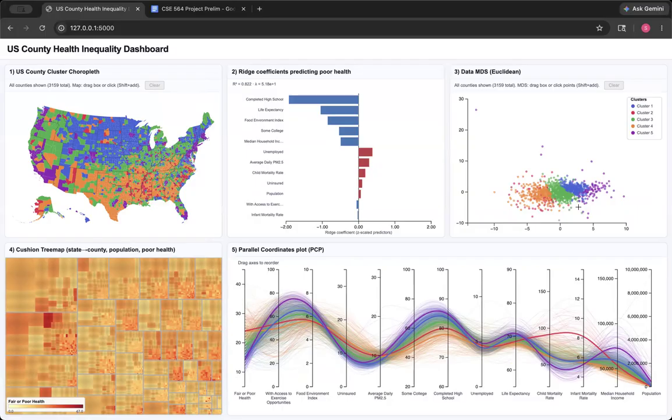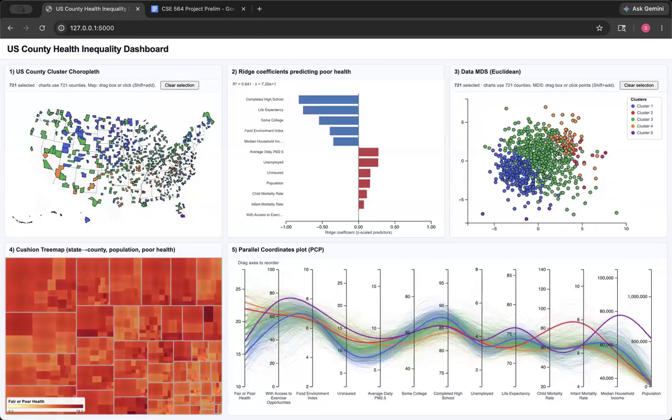A similar brushing effect is also applied on the MDS plot. You can select a few values, and you can see the corresponding counties being selected, and all the plots will be recalculated from these data points.